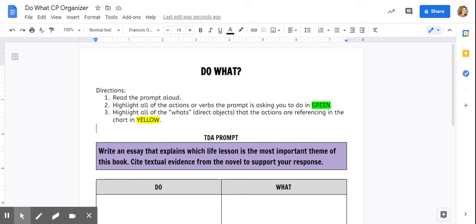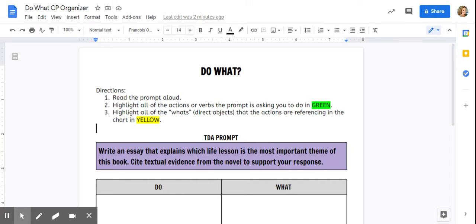At the end of the sixth grade year, you have a test called the South Carolina Ready Test. And one question on that test will be a TDA question. And so this is to help you get some practice so that you know how to write the TDA. And we're going to practice from here on out to the end of the year. So we're going to start with the Watsons Go to Birmingham.